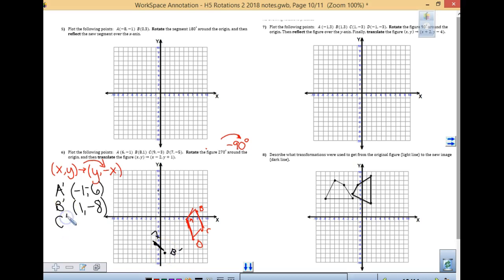Where is our C prime going to be? So we're going to put the y first. So the y first is going to be negative 3 and negative 9. Negative 3 all the way down to negative 9. When we do D prime, as you look at that one, it is going to be located at negative 5 and negative 7.